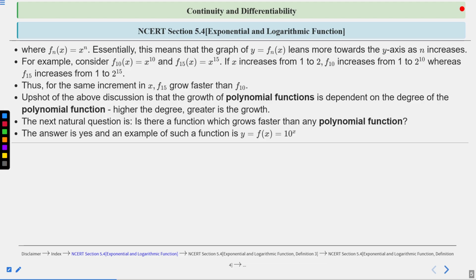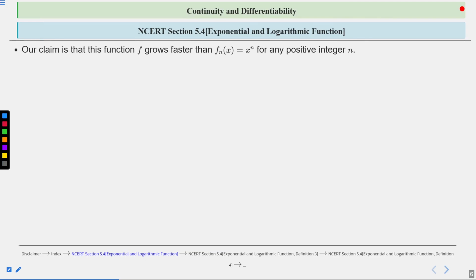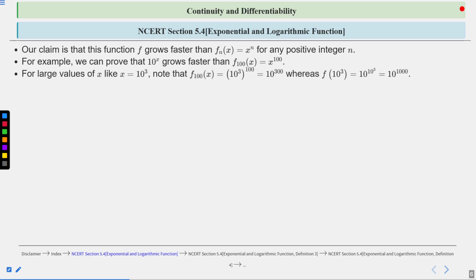Let us move to the next part. Our claim is that this function f grows faster than fn(x), which is x to the power n, for any positive integer n. For example, we can prove that 10 to the power x grows faster than f100(x), which is x to the power 100. For large values of x like 10 to the power 3, f100(x) is equal to 10 to the power 3 to the power 100, which is 10 to the power 300, whereas f of 10 to the power 3 is 10 to the power 1000.